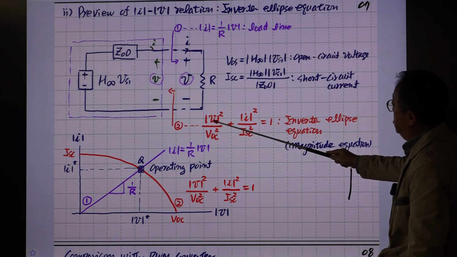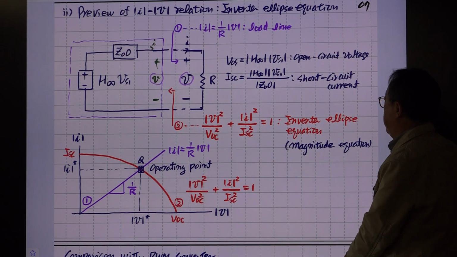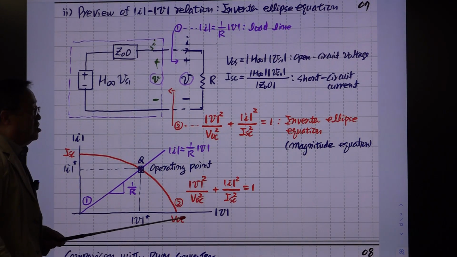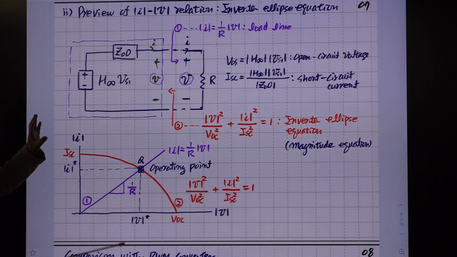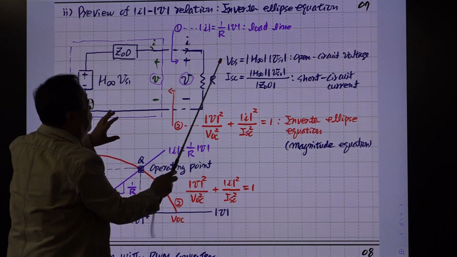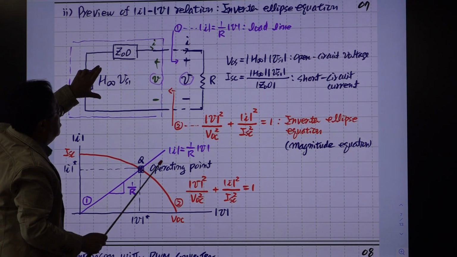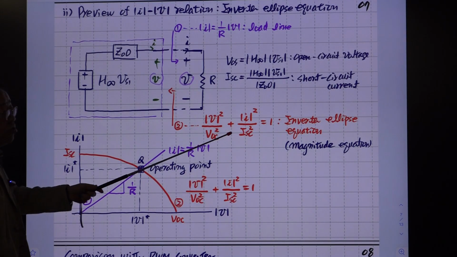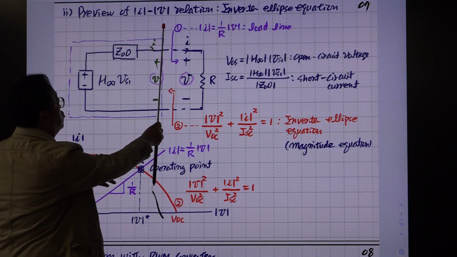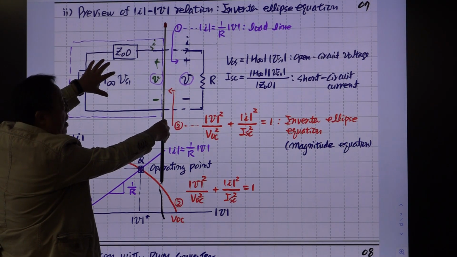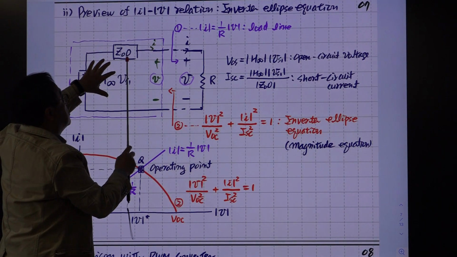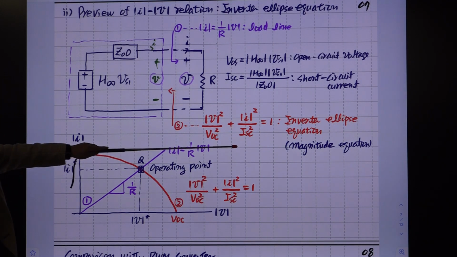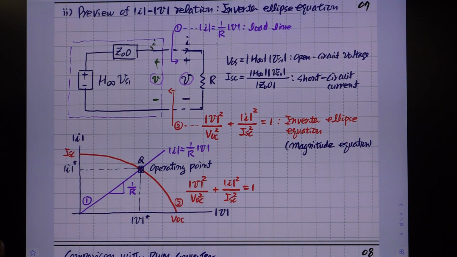It is written like this: V magnitude squared and I magnitude squared, and this is VOC, which is the open circuit voltage. Assume this port is open, R is infinity, then this voltage appears directly here. So that is the open circuit voltage. This is the short circuit current. Assume this port is shorted, then this dependent voltage source divided by this output impedance is just the short circuit current. So this is the equation for the inverter ellipse.